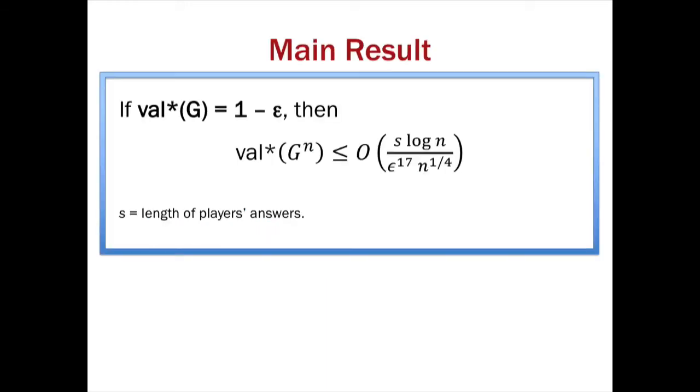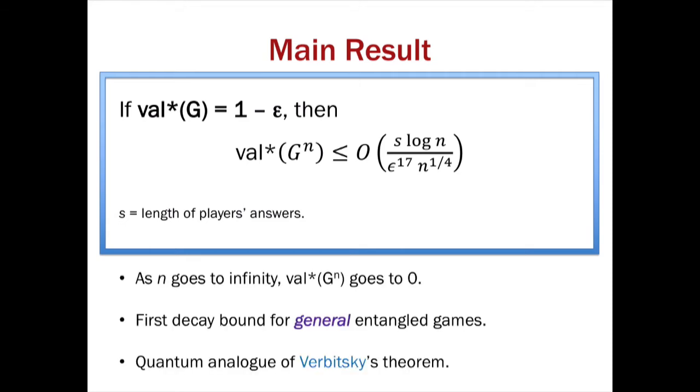So what this work shows is that this cannot happen. There is some decay. So the main result is, if you come up with a two-player game that has entangled value 1 minus epsilon, and you repeat it n times, the entangled value of this repeated game decays like this. So it's a little different this time. Essentially it's an inverse polynomial decay. So as the number of repetitions goes to infinity, the entangled value goes to 0. Not quite at an exponential rate. We weren't able to prove that. But this is the first decay bound for general entangled games. And this is, in some sense, a quantum analog of Verbitsky's theorem.